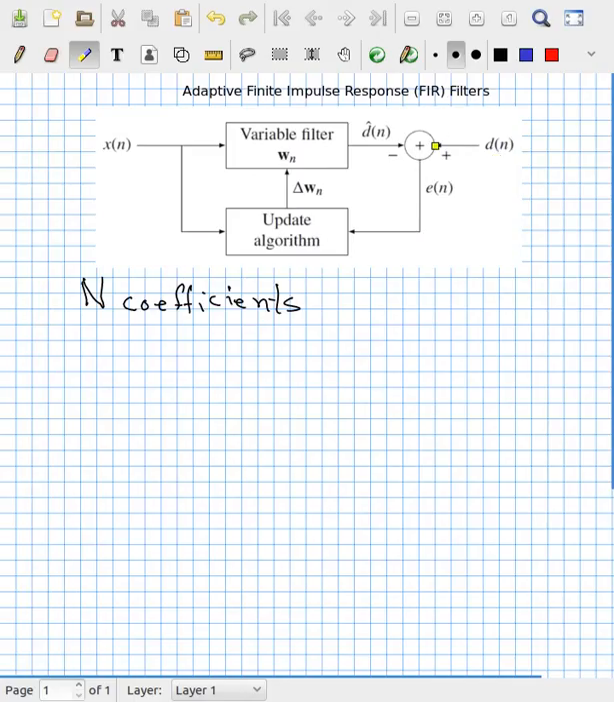And we have a desired output coming into this whole adaptive system, d of n, to produce an error here, e of n. If we take d of n minus d hat of n, we get the error e of n, and this is like a classical feedback and control system. We feed that error into the update algorithm along with the input, and the update algorithm computes a change in filter coefficients here, w of n.